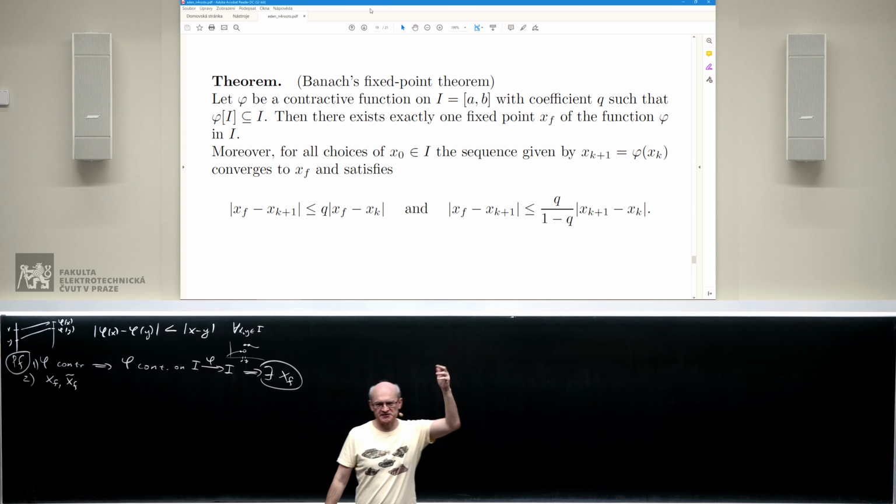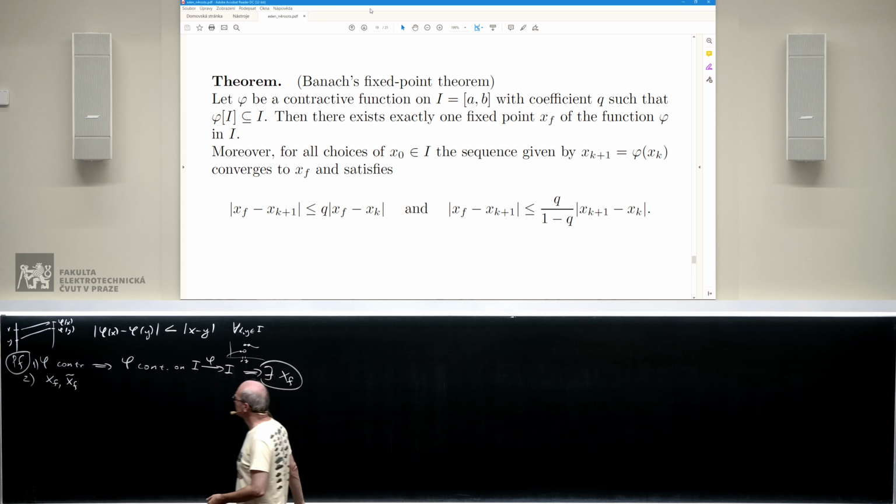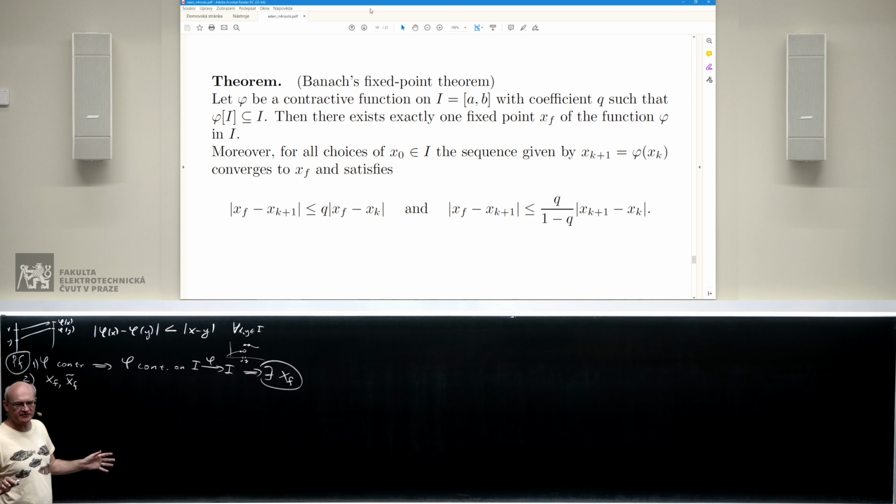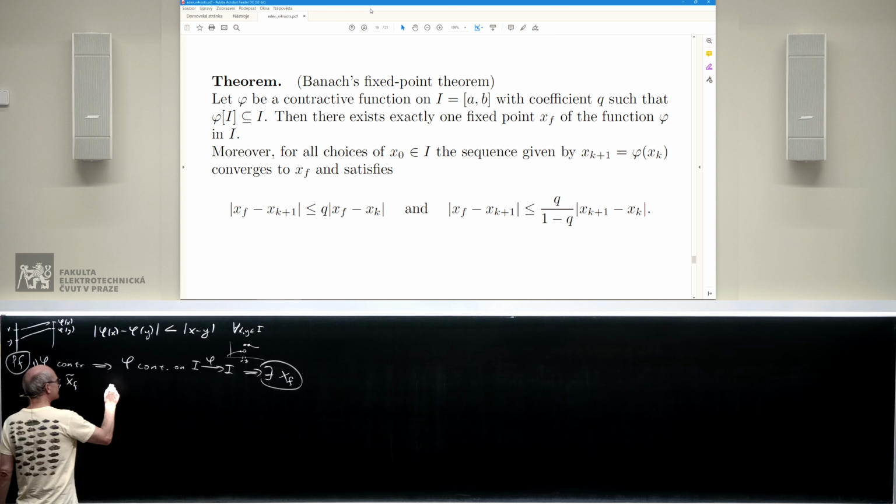One says, okay, this is a fixed point. Another one says, this is a fixed point. And now we want to show that these two guys independently actually had to come up with the same fixed point. They cannot have two different fixed points. So let's ask about the distance between these two fixed points.